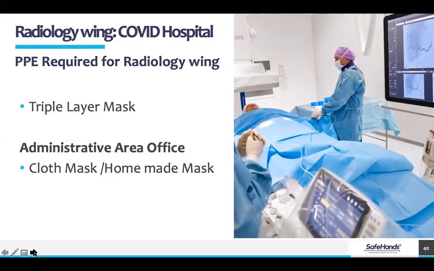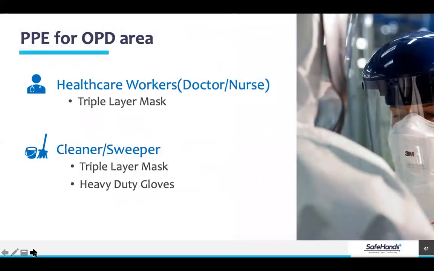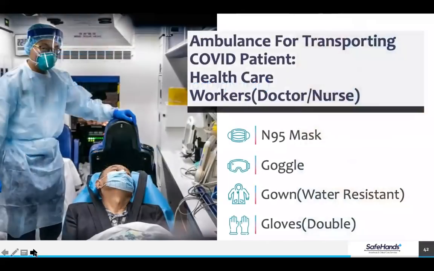In radiology, triple layer mask. In an administrative area, cloth mask, homemade mask. PPE for OPD areas: healthcare workers, triple layer mask; cleaners and sweepers, triple layer mask and heavy duty gloves.